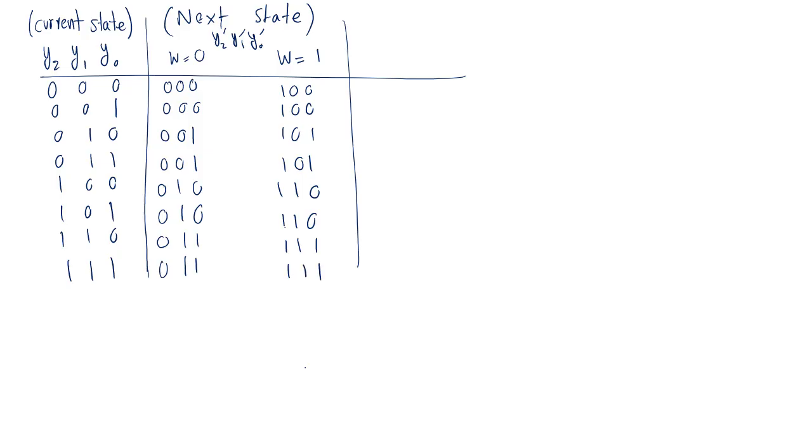How about the output? That's the last part of my table. So the output is kind of like the flag, right? It only becomes 1, we said, if the current state, not the next state, the current state is 1, 0, 1. So it's going to be 1 here, and it's going to be 0 for all other states.